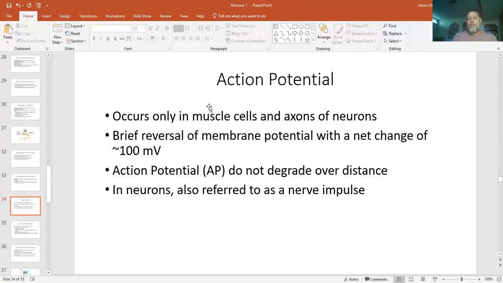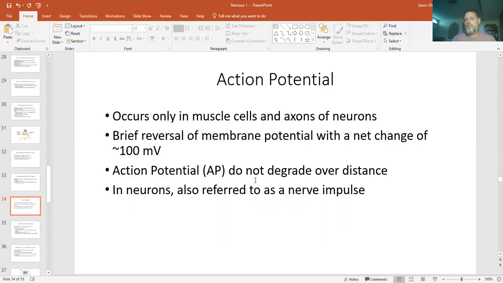These action potentials are only transmitted in muscles and the axons of neurons. So there's a brief reversal so that it becomes positive. There's a total of 100 millivolts change. So if we go from -70 and we go up 100, that means we become positive 30. So there's not a big change, but it does change.